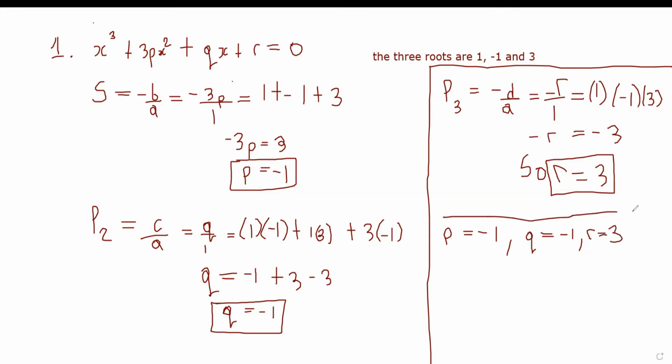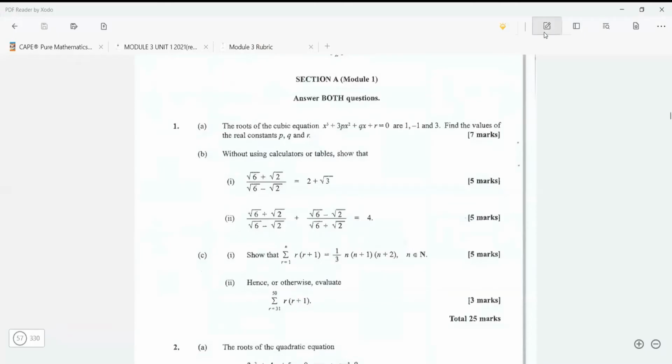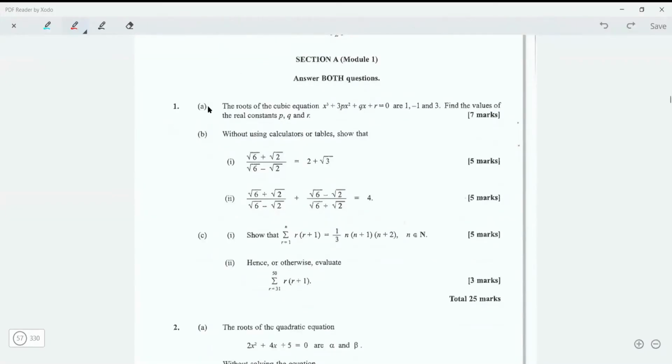Yeah, that's it. Nice, easy. This is your answer. All right, so let's continue. The next part now is to prove this. It says, without using a calculator, show that √6 plus √2 over √6 minus √2 is 2 plus √3. So that's what we're going to do.